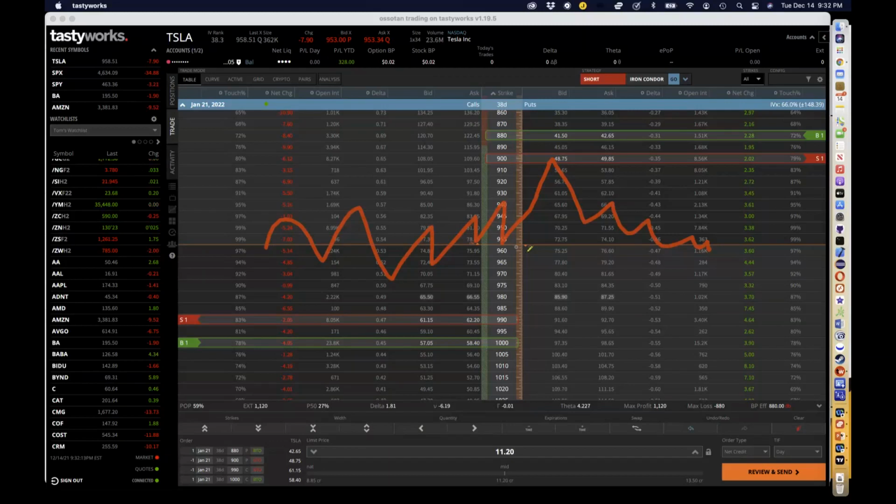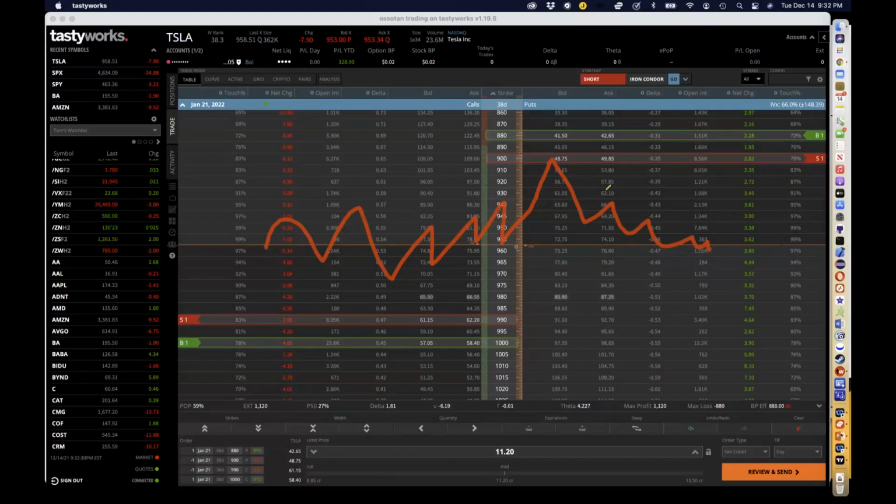Condors on Tesla are very dangerous because Tesla moves a lot. It's up and down, $100 a day, down to about $80. And so, you don't want that. You want a really smooth curve in between your range over time. That's what you want. Okay.